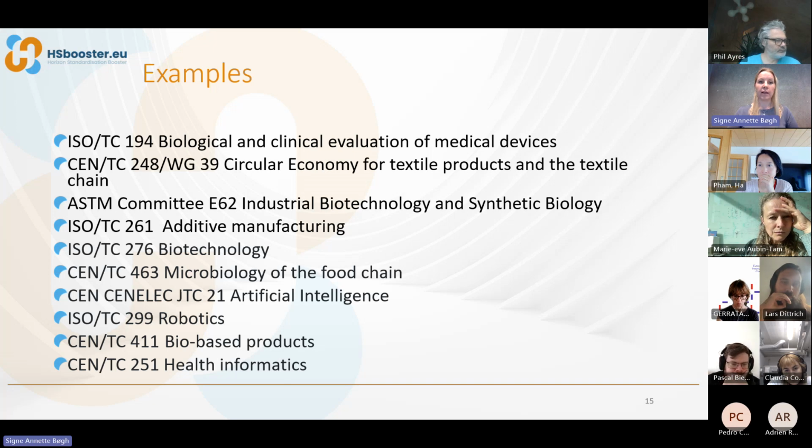We also have one on additive manufacturing. So for example, if you are working with bioprinting, 3D printing, and so on, it can be a good idea to take a look at what's going on in additive manufacturing, because most likely you'll find something interesting in this particular technical committee. We also have an ISO committee here on biotechnology. We have one on microbiology of the food chain. So if you're working with foodstuff, this one can be interesting for you.